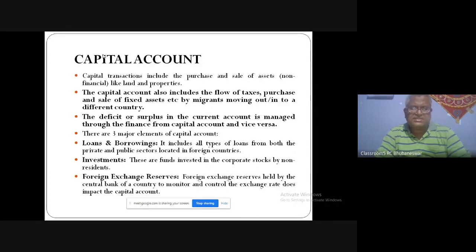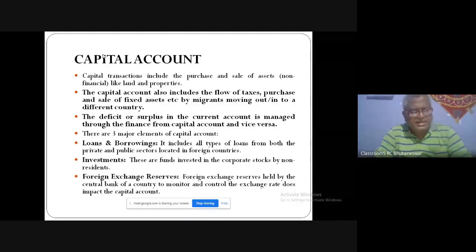Taxes will be imposed on migrants moving from one country to another. In this case, the particular capital accounts can be maintained, and deficit and surplus can be managed also. There are different elements of the capital account: loans and borrowings, investments, and foreign exchange reserves. Different central banks have different foreign exchange reserves.